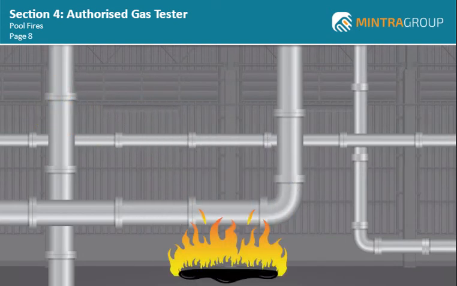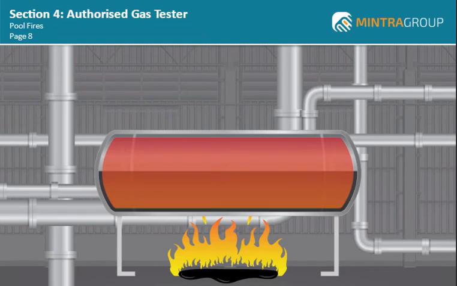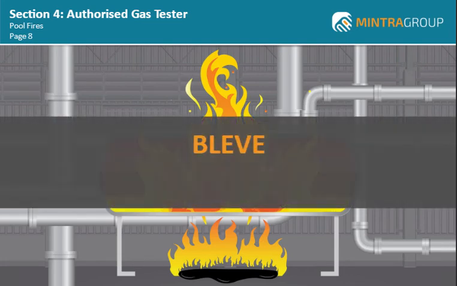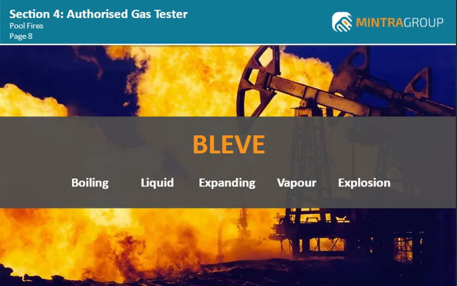Pool fires can be very dangerous, especially if they are situated underneath a storage vessel, as they can boil the hydrocarbons in the vessel to the point where there is a massive release of energy and a subsequent explosion. These types of fire are known as a BLEVE. BLEVE stands for Boiling Liquid Expanding Vapor Explosion. The release of energy from BLEVEs is so great that extensive damage occurs in a large area surrounding the blast.